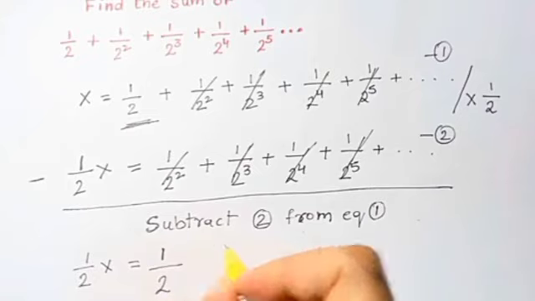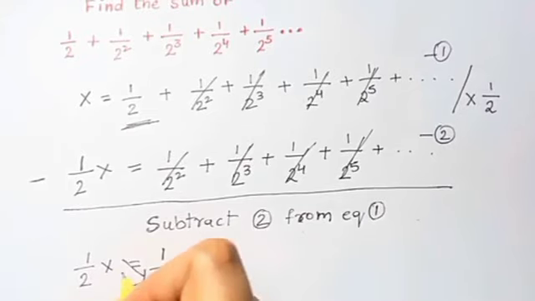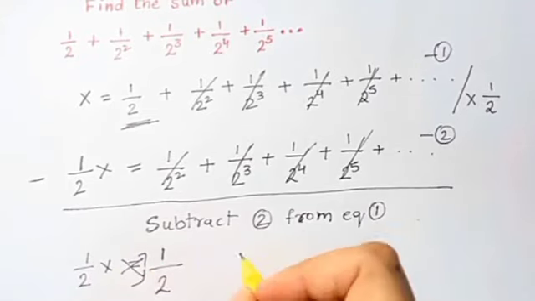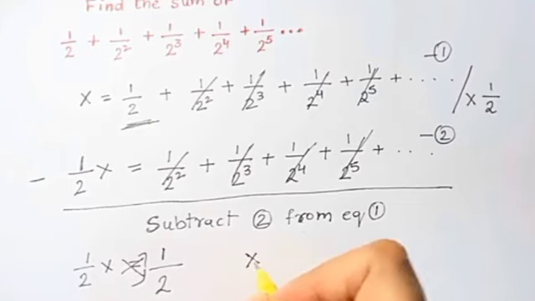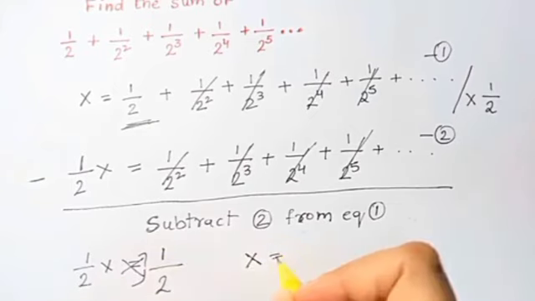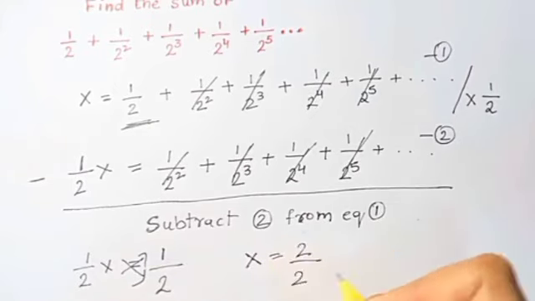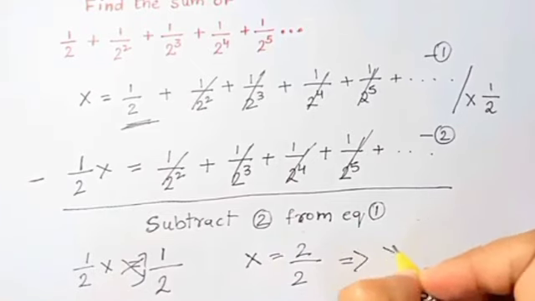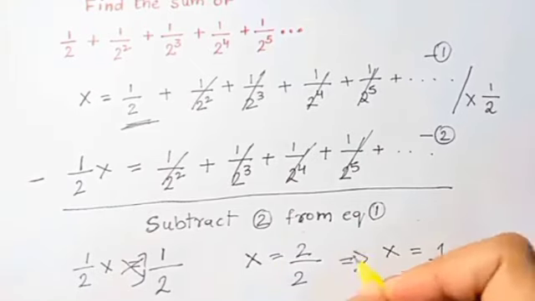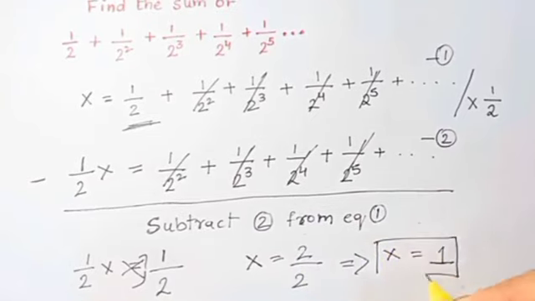Now we don't have any other terms, just cross multiply. When we cross multiply, we get x is equal to, sending it this side, 2 over 2, and that's x is equal to 1. 2 over 2 is 1, and that's your answer.